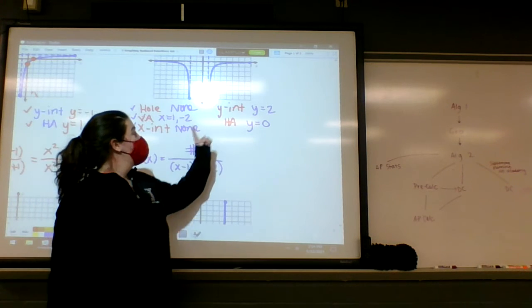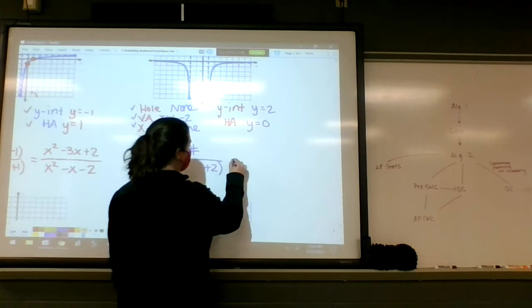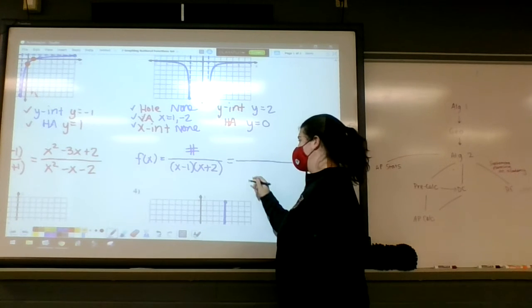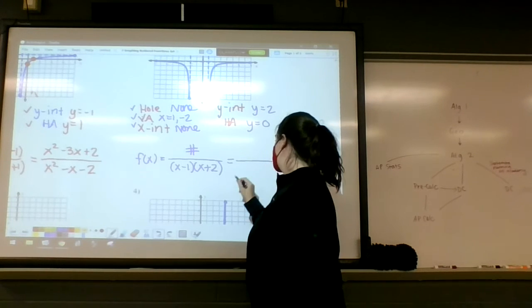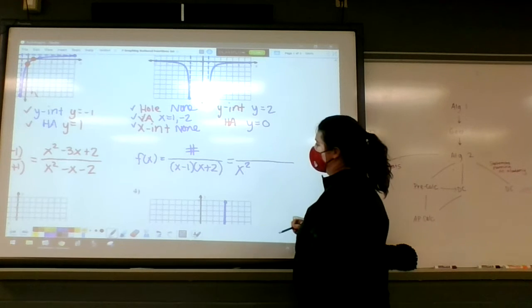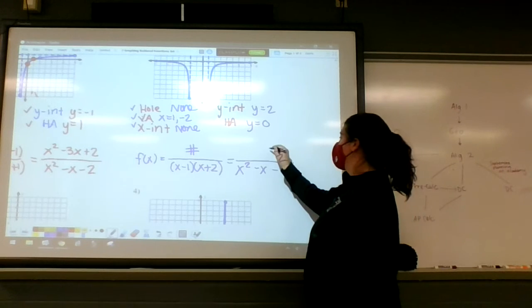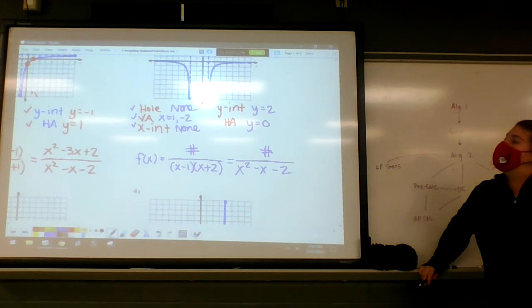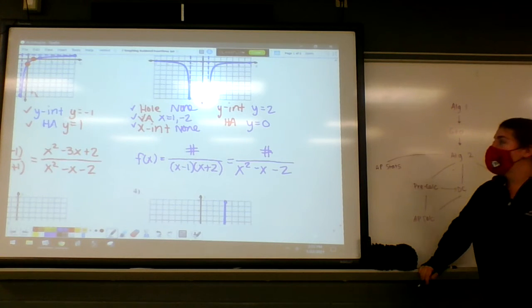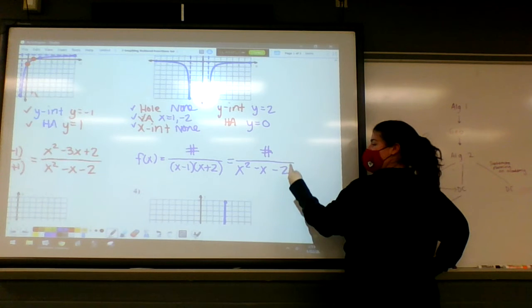All right. We need to make sure that this has the right y-intercept and the right horizontal asymptote, right? So in order to do that, I'm going to distribute the bottom. So x squared minus x minus 2 and some number in the top, yes? Right. All right, so now we can actually pick the number so we can get the y-intercept to match. So our y-intercept has to be at 2. So what number does this have to be so that it goes with the -2 to be a 2?